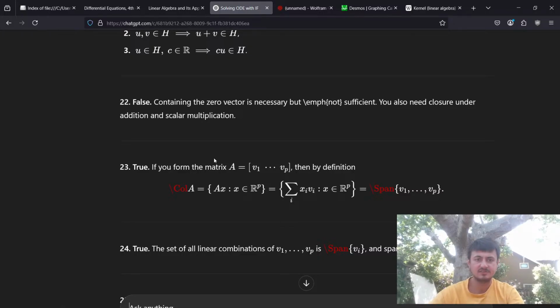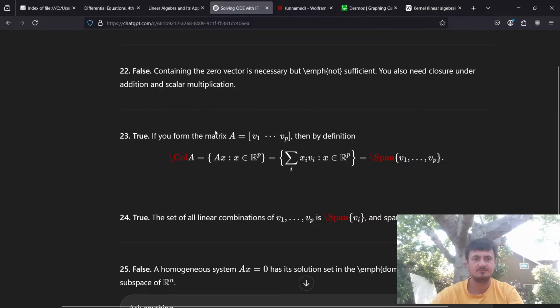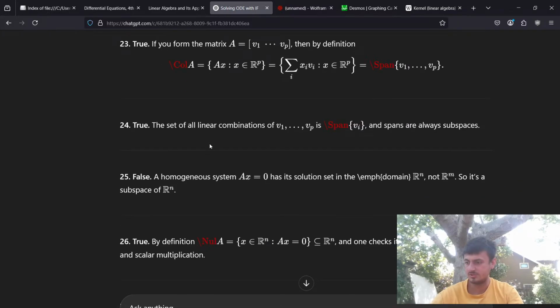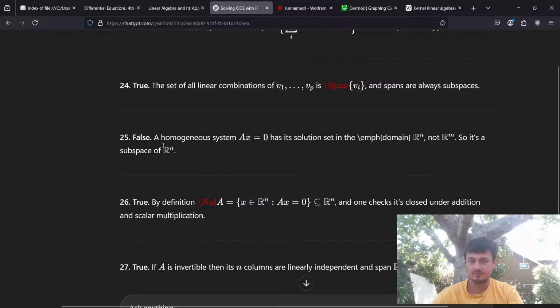22 is false. Is necessary but not sufficient. That's true. 23 true. 24 true. 25, they said 25 is false.